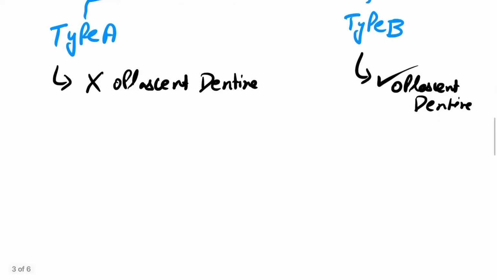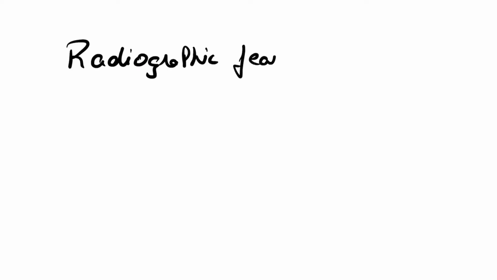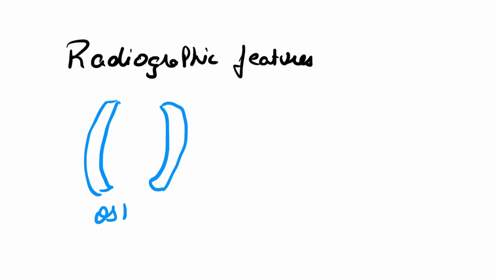Now we'll see the radiographic features. There will be osteopenia of the long bones. Osteopenia means bowing, there will be bending of the long bones. And as the collagen fails to mature, there will be multiple fractures of the bones.